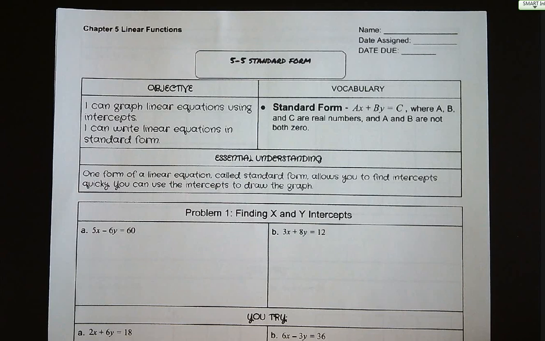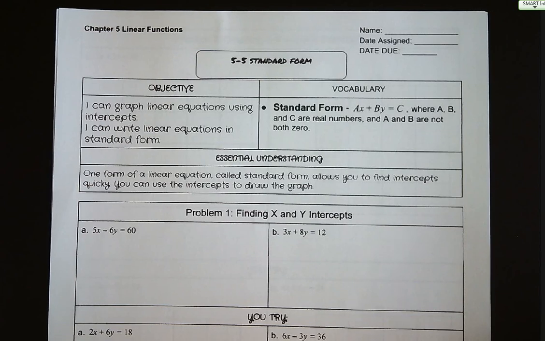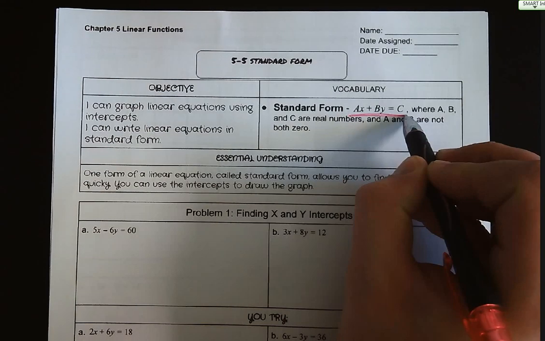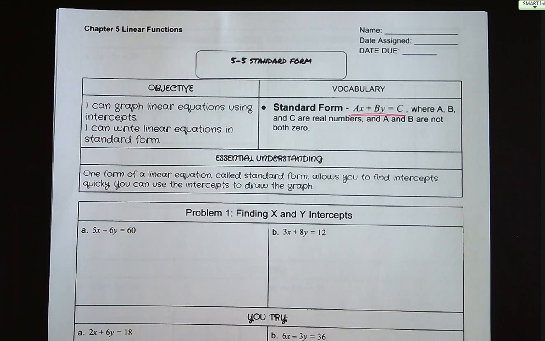Hi guys, welcome to lesson 5.5, standard form. Our objective for today is that I can graph linear equations using intercepts and that I can write linear equations in standard form. Now what is standard form, you might ask? Well, it is ax plus by is equal to c, where a, b, and c are real numbers and a and b are not both 0.